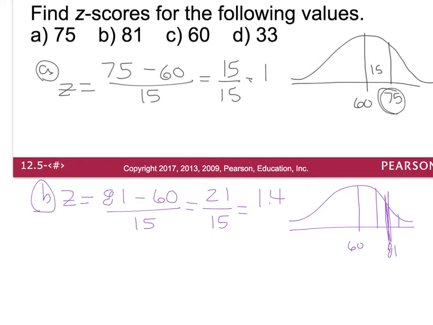You could do the same thing with 60, but you should notice 60 is a number that you've already used. Your data point is 60, your mean is 60. So that means you are going to be 0 standard deviations away from the mean, which means you're on the mean. The 33 is going to put you below the mean.